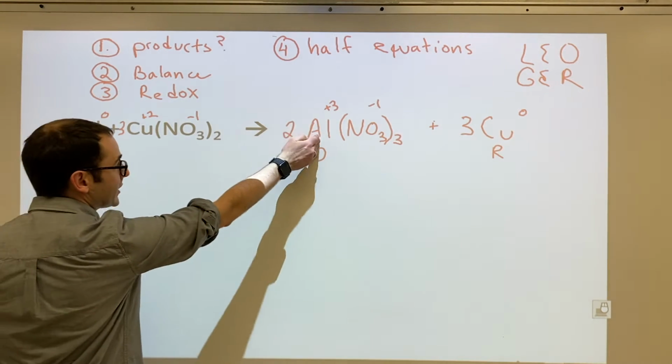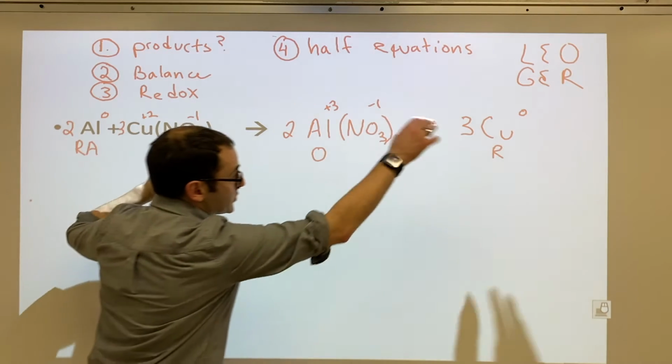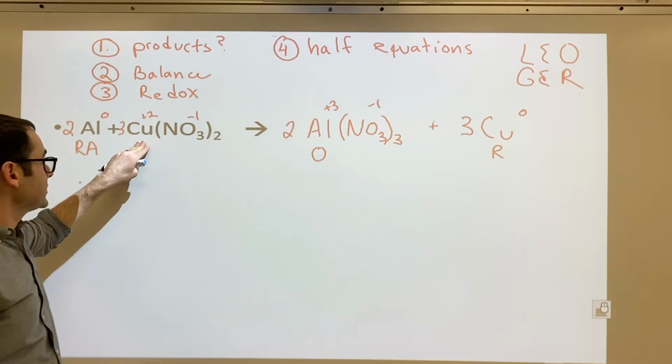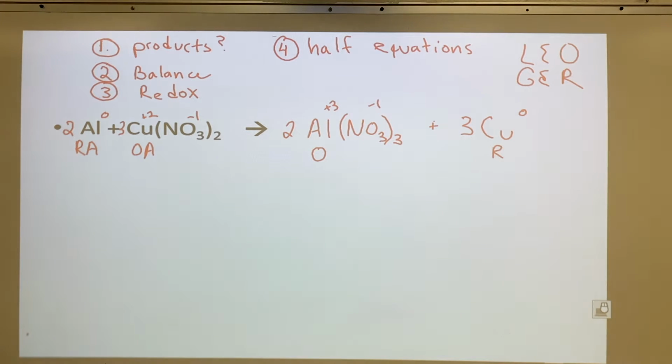Okay. So if this was oxidized, what's this? The reducing agent. Good. And if this was reduced, what is this? Oxidizing agent. All right, great. Everybody okay so far? All right, half equations for this. So now we need to figure out the electrons, where the electrons are moving.